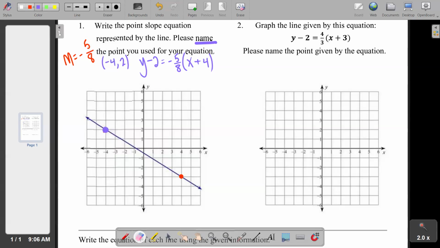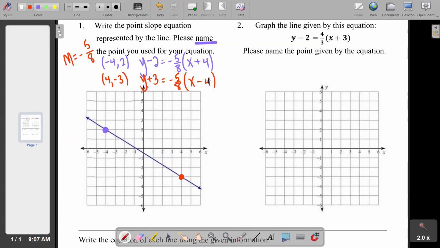If I decided to use this red point down here, then I would write down its name first, which is 4, -3. To get to that point, you have to go right 4 and down 3. And then the equation that would come from that point and the slope that we found a minute ago would just be y plus 3 equals -5/8 of x minus 4.